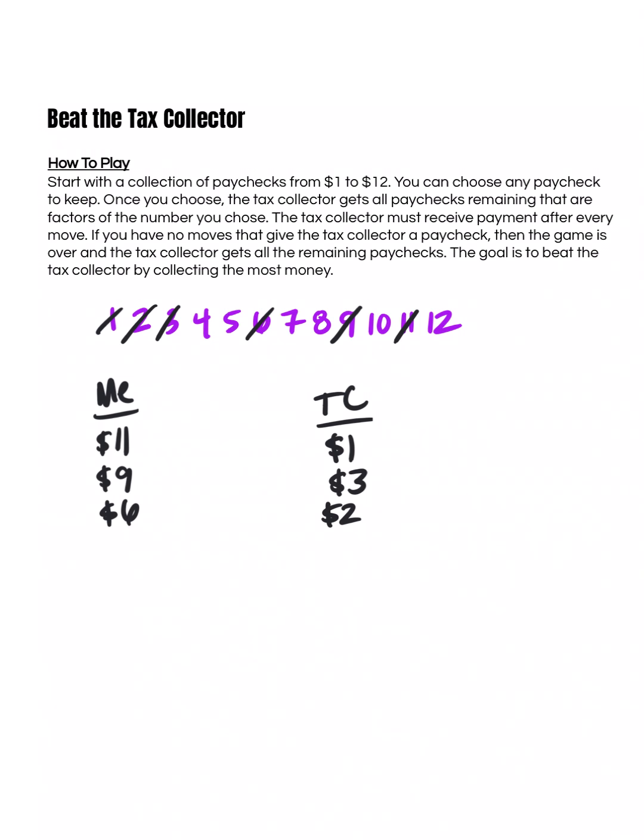Because the 2 is gone, and the 3 is gone, and the 6 is gone, selecting the 12 next would be a wonderful idea, because then the tax collector can only choose the number 4.